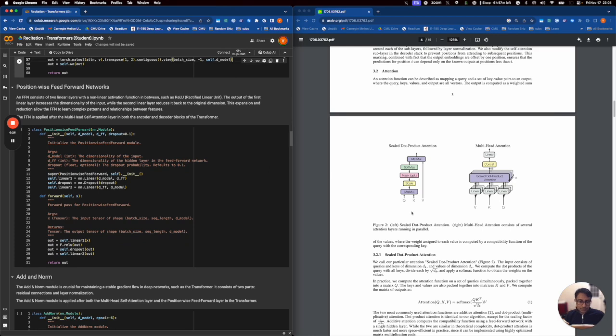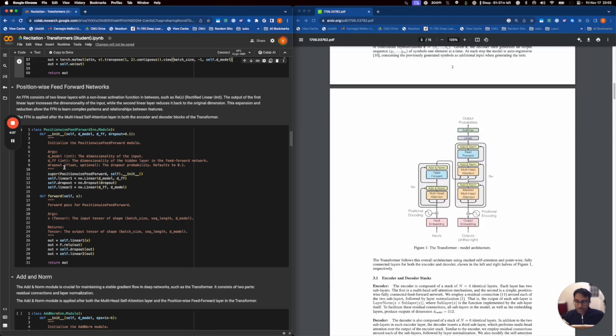Feed forward is what you already know. It's simply a linear layer, dropout, right, with an activation. That's all it is. It's a simple block where you have two linear layers and a non-linear activation. The output of the first layer increases the dimensionality of the input. The second layer reduces it back, and this expansion and contraction allows the feed-forward module to learn the complicated patterns, right, between the features.